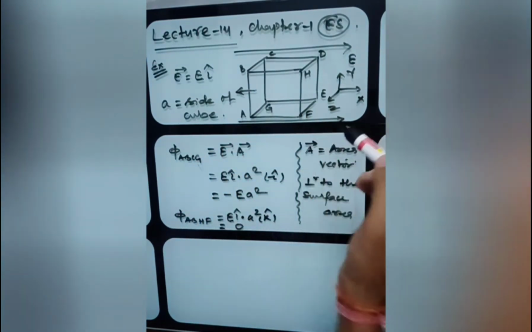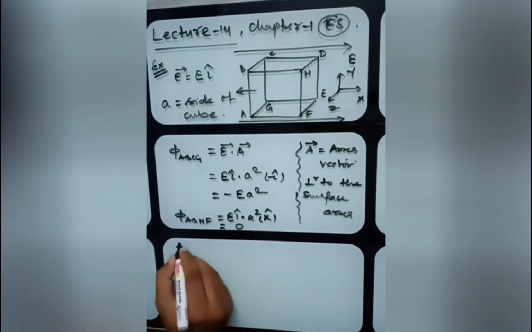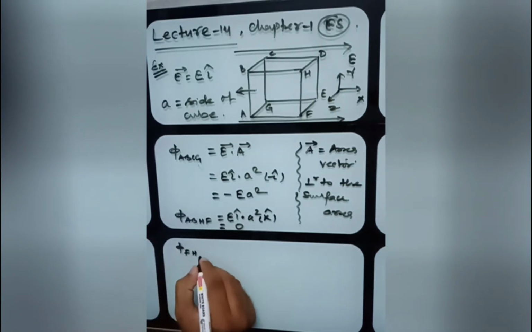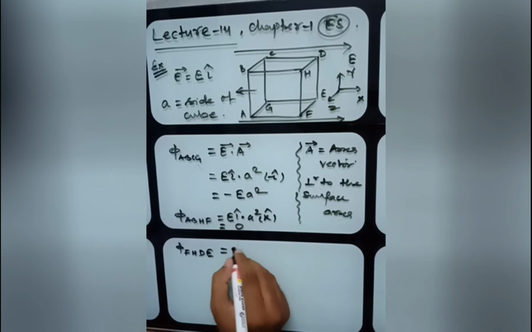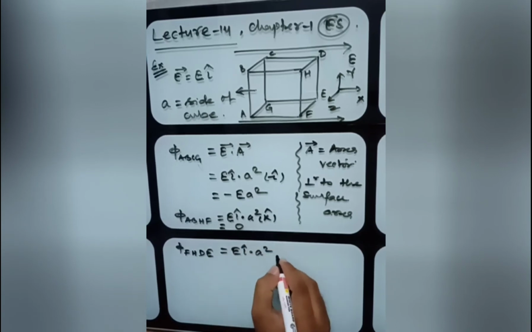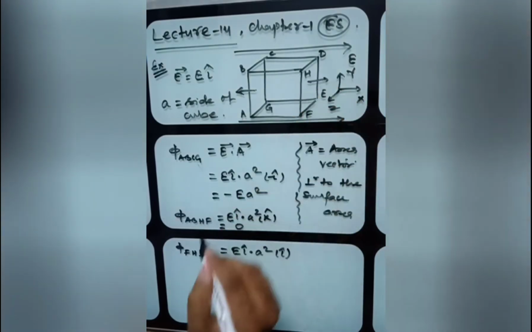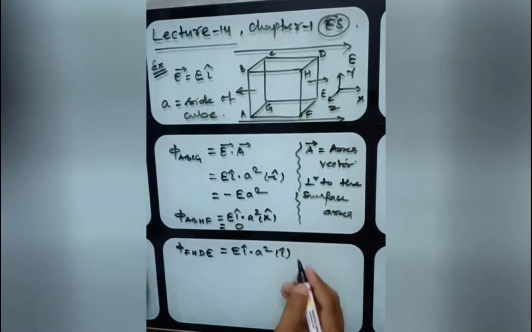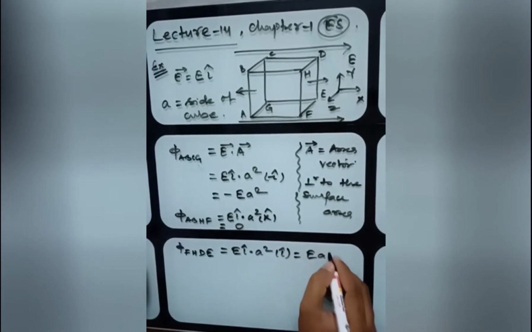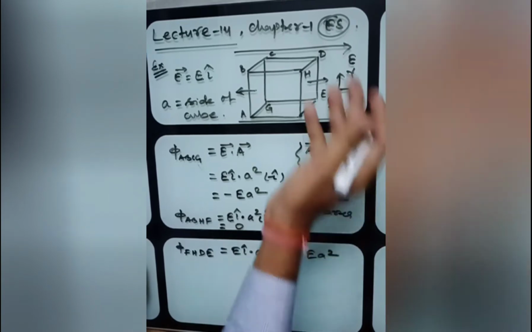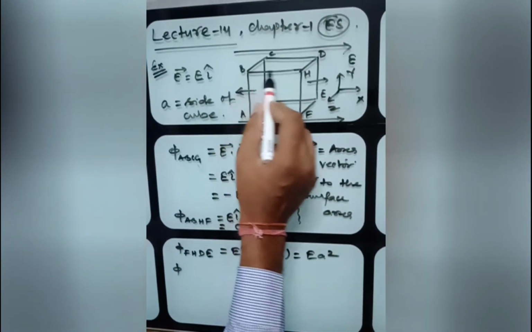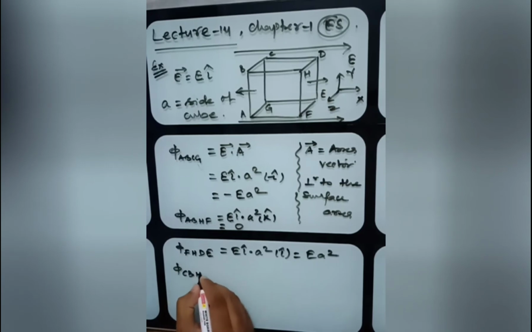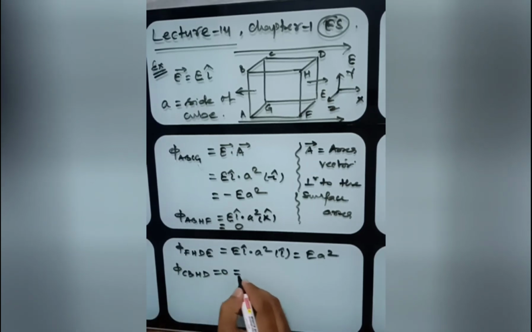You can find this face F, H, D, E. FHDE will give you the flux, and it is E i dot A square, with the area along i cap. So we can write here it is E A square. Now for the other faces, if you find the flux through C, B, H, D, you will find the flux 0. And this is also equal to the flux by C, D, E, G.